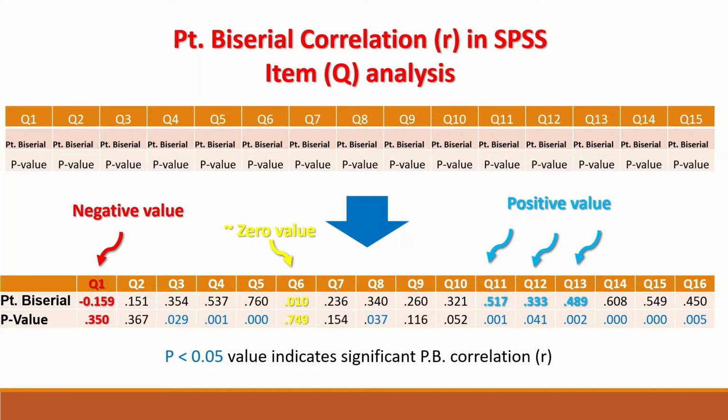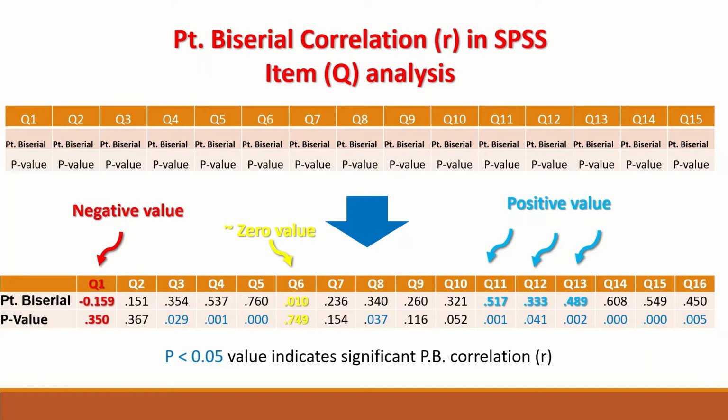In the red labeled scores, question number 1, we see that the value is negative and it is not significant because the p-value is greater than 0.05. This question number 1 indicates that higher performing students are answering this question wrongly and low performing students are answering it correctly. So this question is a very bad question.